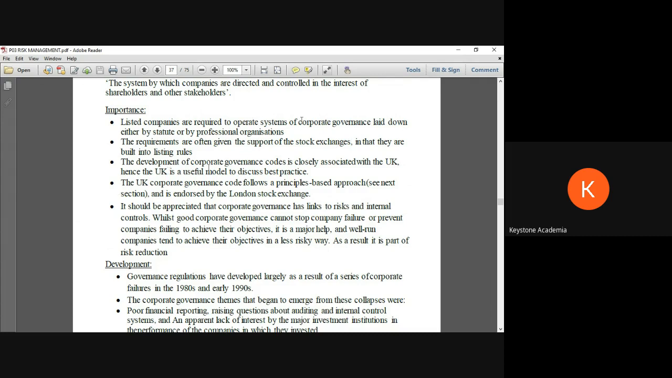Third, the development of the corporate governance code is closely associated with the UK, hence the UK is a useful model for our exam, obviously. The UK corporate governance code follows a principle-based approach. There is a difference between principle-based and rule-based approaches. A principle-based approach is something you have to follow, and if you are not following, you have to explain, or we can just say comply or explain.